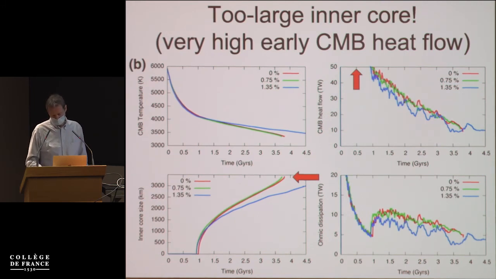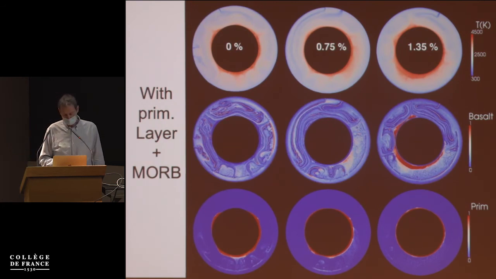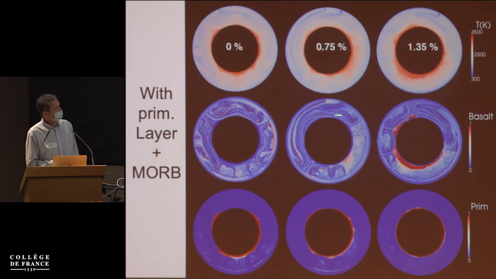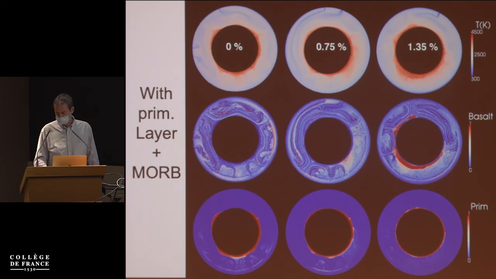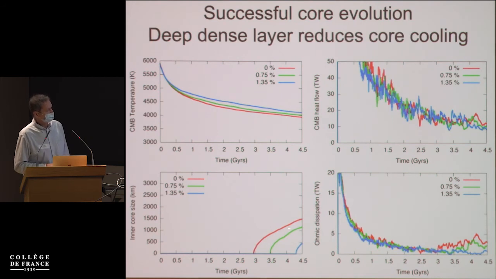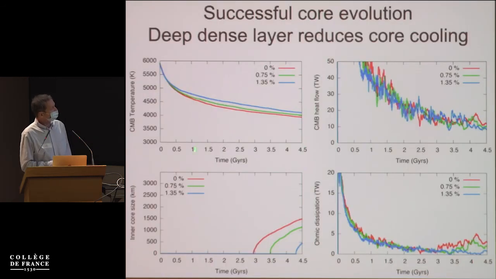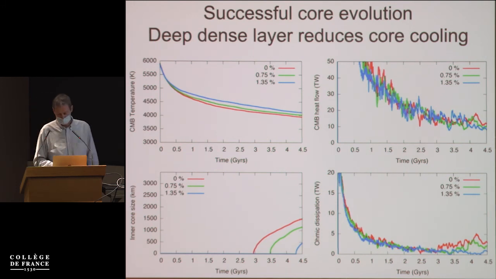And so, at least in these models, it's really necessary to have a compositional layer at the bottom made of subducted basalt or primordial material or some combination of the two, to reduce the heat flux and allow the geodynamo to continue over geological history without freezing the whole core. So these models have a combination of a dense primordial layer, shown in red here, and subducted basalt. And in these models, we can obtain realistic present-day core temperature and inner core size.